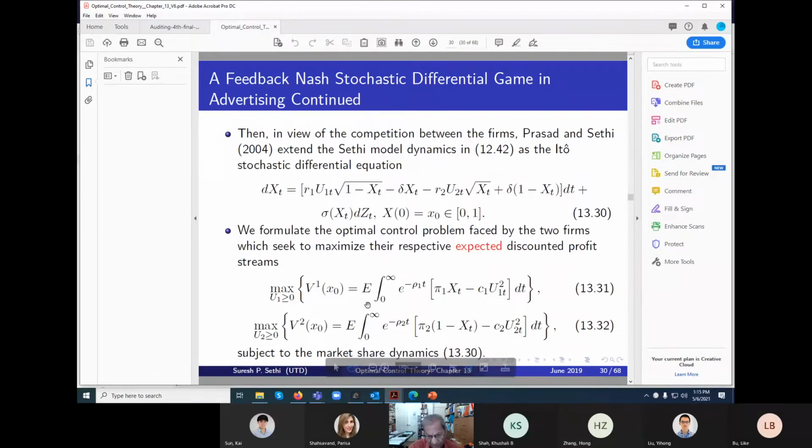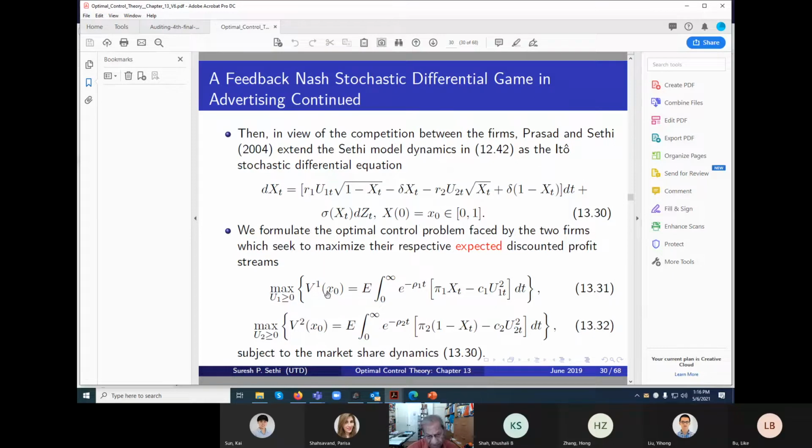As in the original Sethi model, we have an objective function for each firm, but this is the extension. These two are the extension by Prasad and Sethi. There was another person who wrote a paper where they did not have this, but they had this term. It was my former postdoc named Sorger. He was the first one to extend this to a game model.